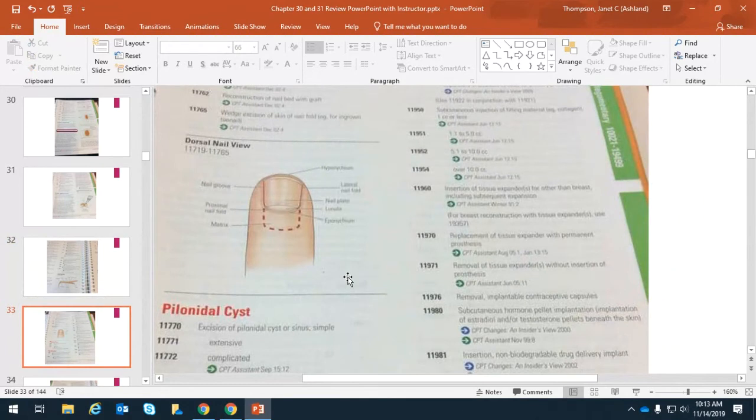Moving on, we got pilonidal cysts. Paula, that makes me think of you. So Paula has dealt with this pilonidal cyst with a family member. So this is a common procedure.